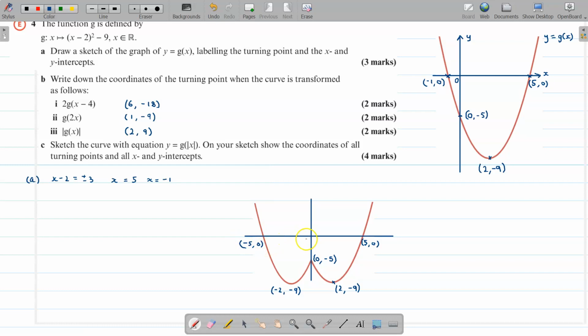We just need to label the origin, and technically we should label the axes as well. And that is the function g of mod x. I'll just check that we've got all the information we need in there. I believe we have. We need to show the coordinates of all the turning points and all the x and y intercepts, which we've done. We should really put a bracket around that as well. So that is the end of that question. I hope that was helpful.